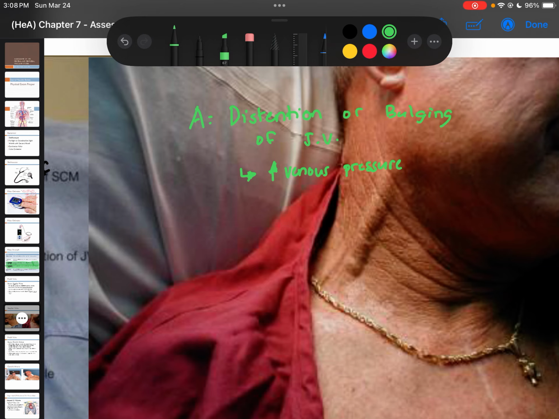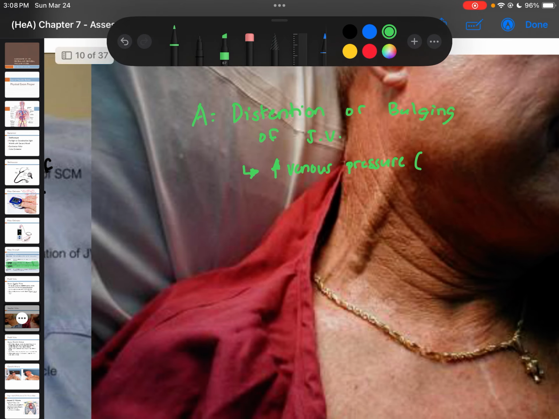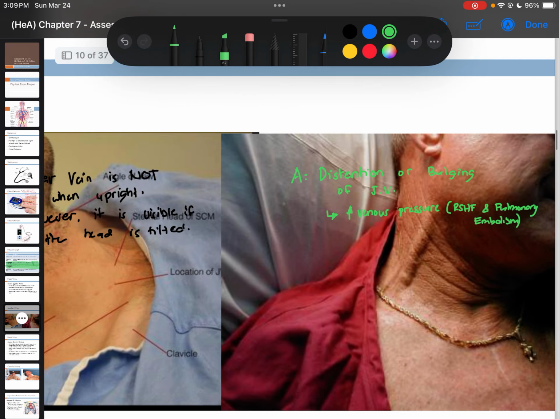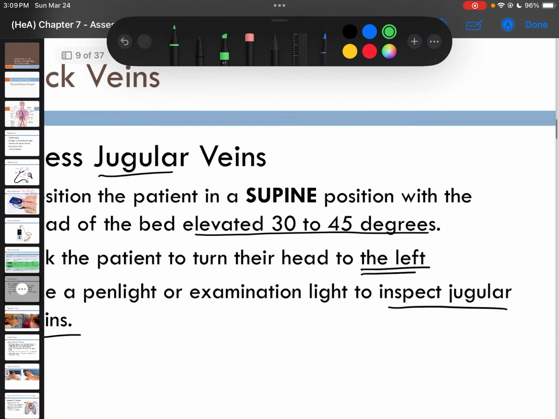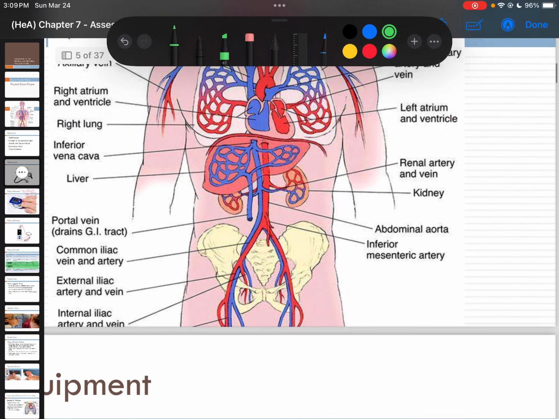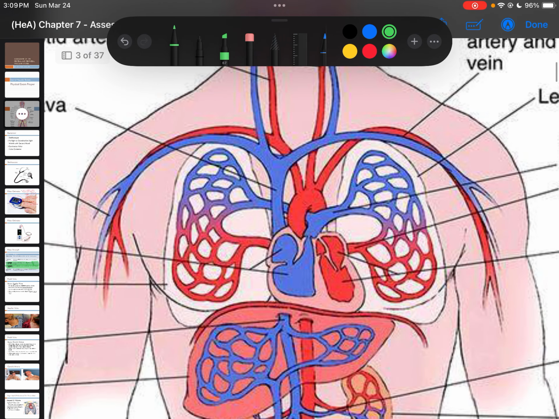Most commonly seen, class, in right-sided heart failure and pulmonary embolism. Now, sir, what do you mean that it is caused by right-sided heart failure and embolism? Let's go back to the picture, our guide. This is the right side, right? This is the left. Let us start with right-sided heart failure.